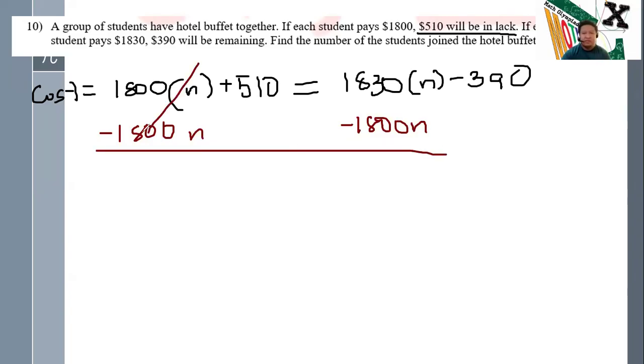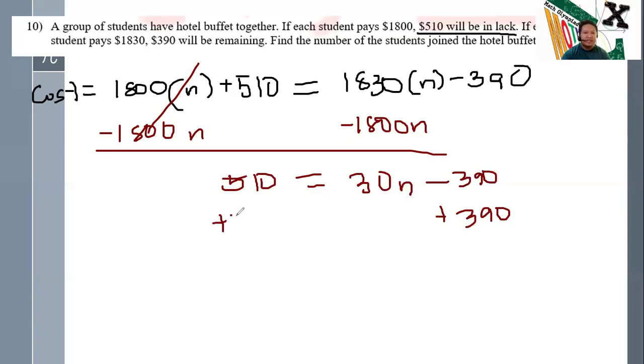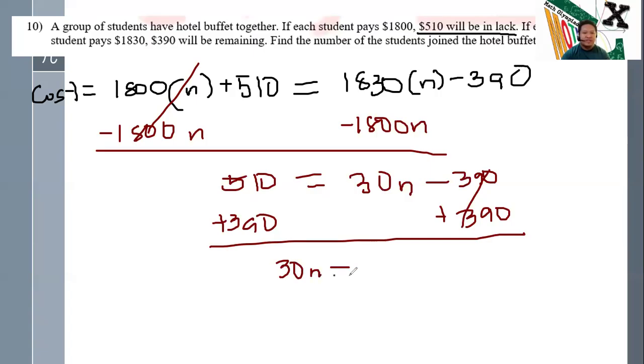Learning algebra at this level is very important already. So 510 is equal to 1,830n minus 1,800n, that's 30n, minus 390. Then we can add 390 to both sides. Sorry for my handwriting. As you can see, that will give us 30n is equal to 510 plus 390, that's 900.